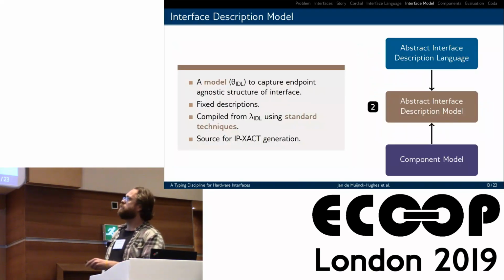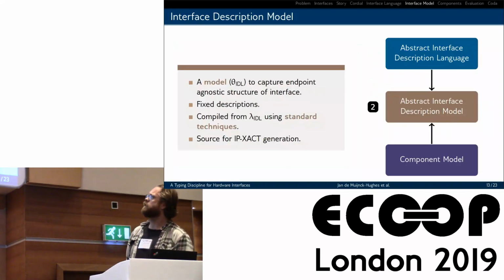And so this is a very boring slide, because what we do is we go from our language description, and we want to have a fixed description of these abstract interface descriptions, and what we do is we just compile it. We just use standard techniques to take these descriptions and generate a fixed model. And we can use this as a source for IP-XACT generation.